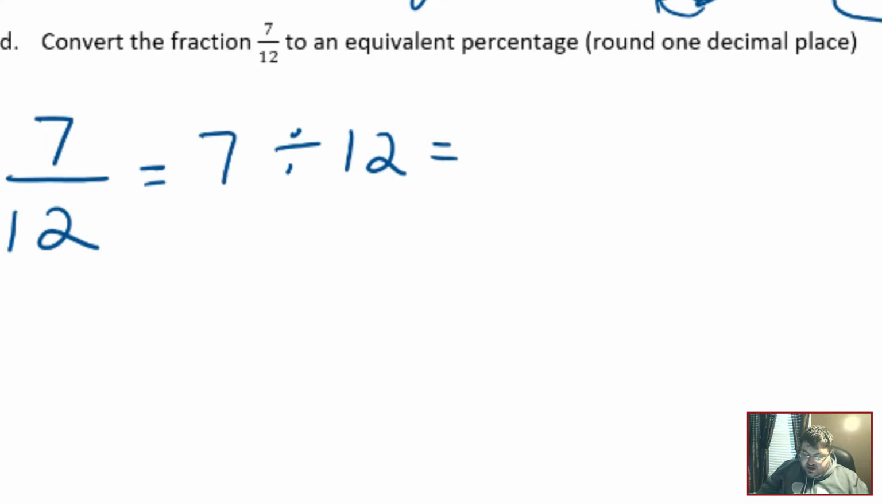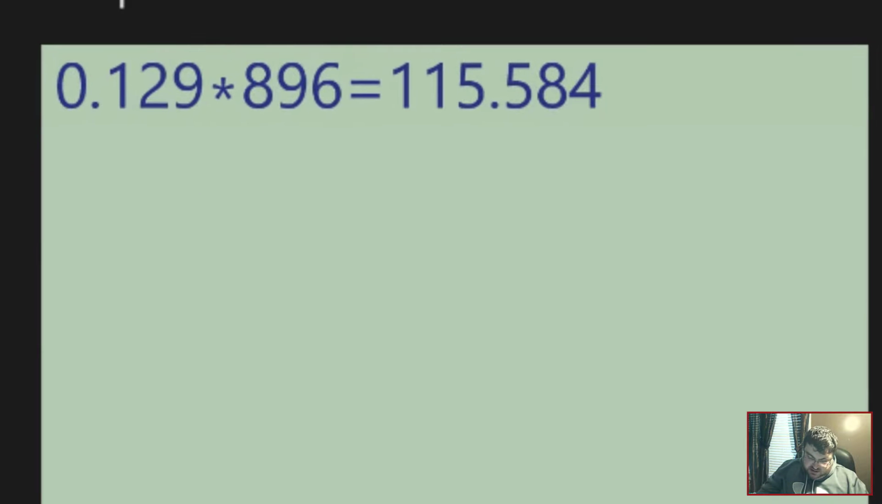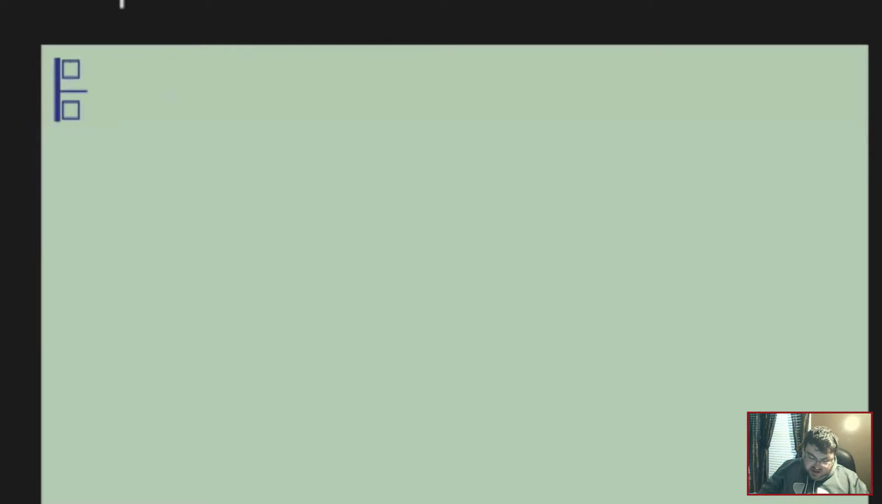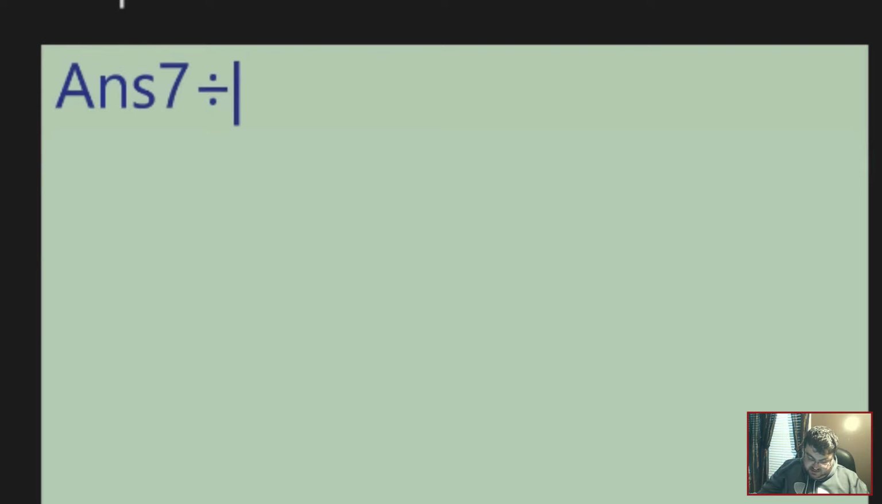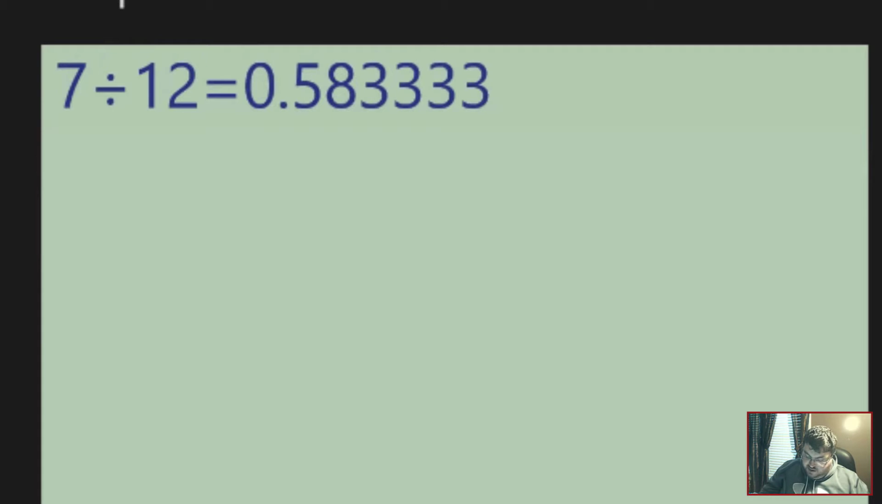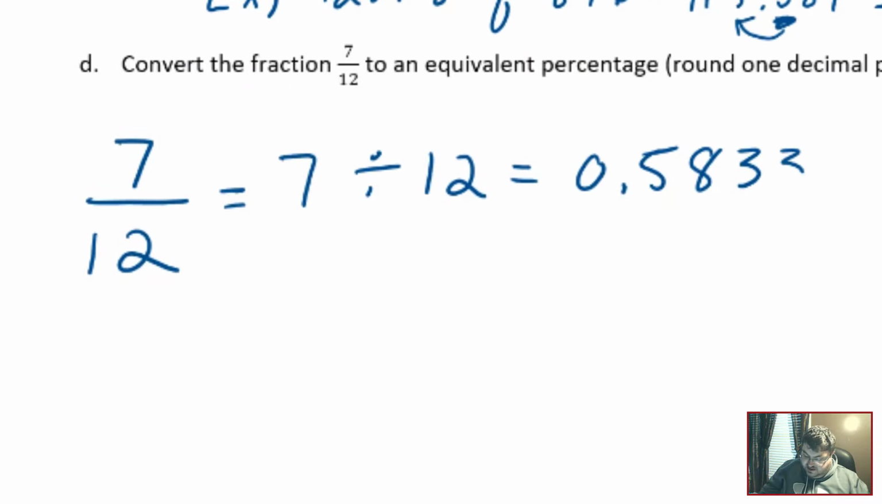You'll do that. And of course, you can do this in your calculator. If you have a fraction bar, you can actually put 7 over 12 in your calculator like that, and then see what it's equal to. Or you can do 7 divided by 12, which will also give you that number. So 0.583 repeating right there.